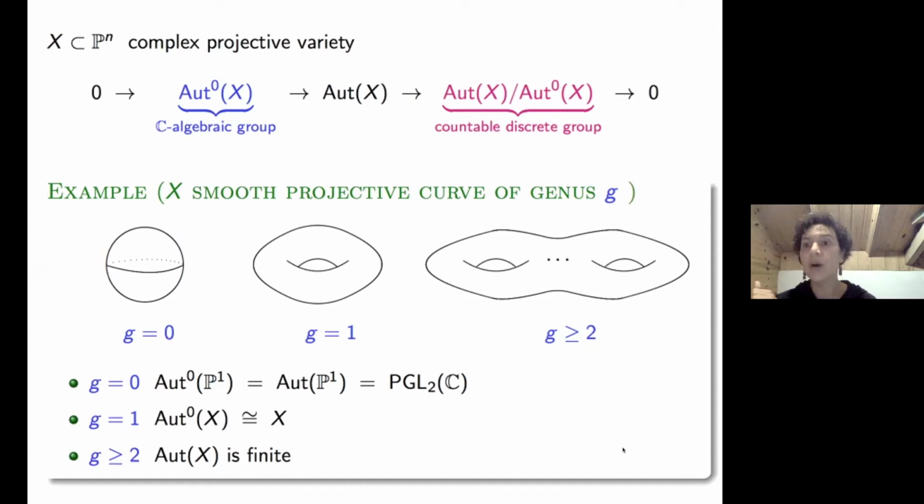Genus 0 is an affine group, an affine variety. Genus 1 is a projective variety, X itself. And genus greater than or equal to 2 is finite. So in general, in higher dimensions, we can also see different aspects of the geometry by looking at the automorphism group.